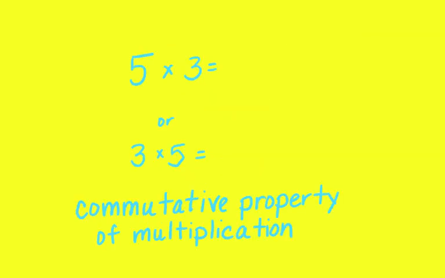Okay, let's talk a little bit about the commutative property of multiplication. What that means, it's a big fancy word, that just means it doesn't matter if you do 5 times 3 or 3 times 5, you're going to get the same product or the same answer. So when we're learning 5 times 3, you're also learning 3 times 5 because they have the same product. So 5 times 3 is 15, and 3 times 5 is 15.